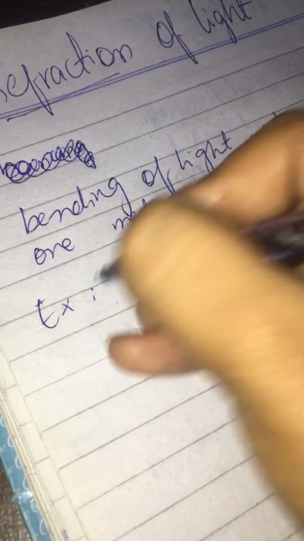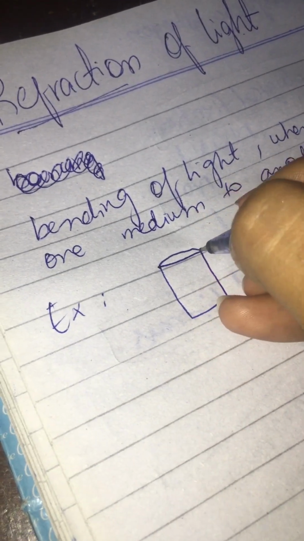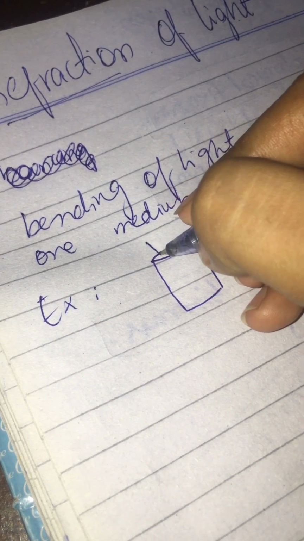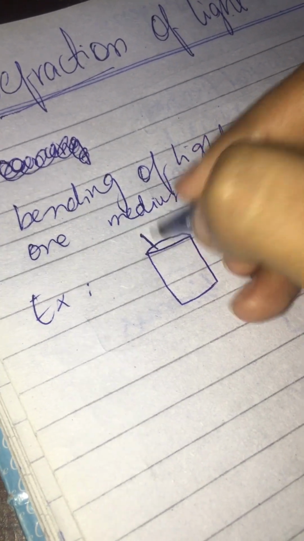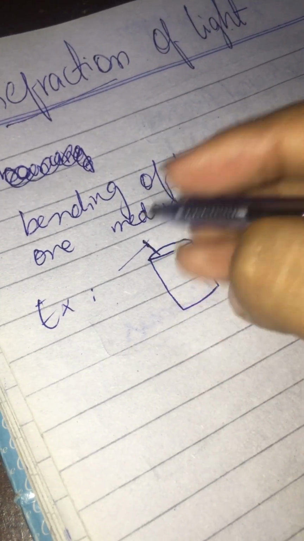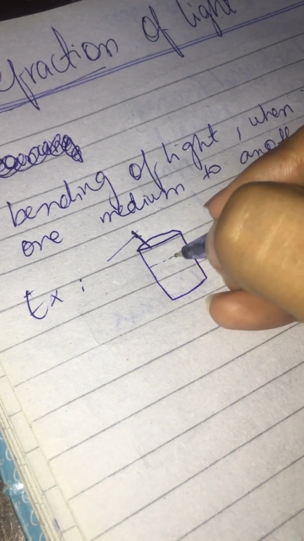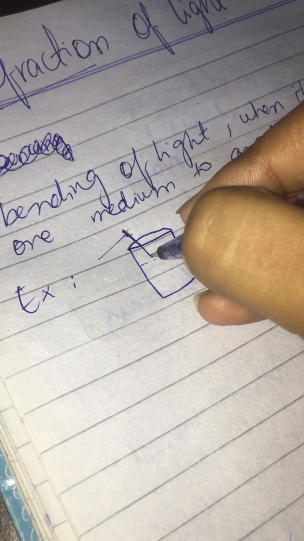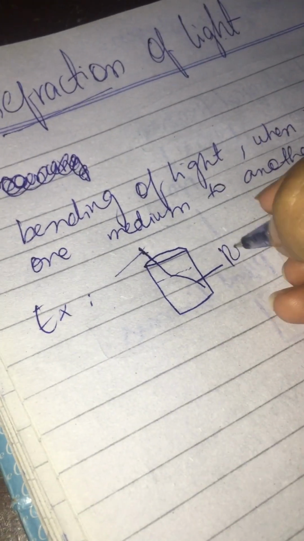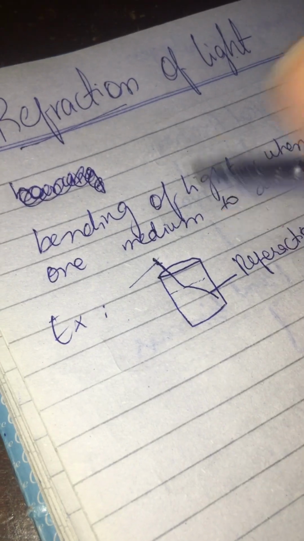Here's an example. If we take a glass, here's the glass, and if we insert an iron rod or something, when it goes in, at the starting, the piece that would be outside would be a little bit straight. When it moves inside the water, like here's the water, it will bend its structure like this. So this bending is known as refraction. Okay, so this was the refraction of light.